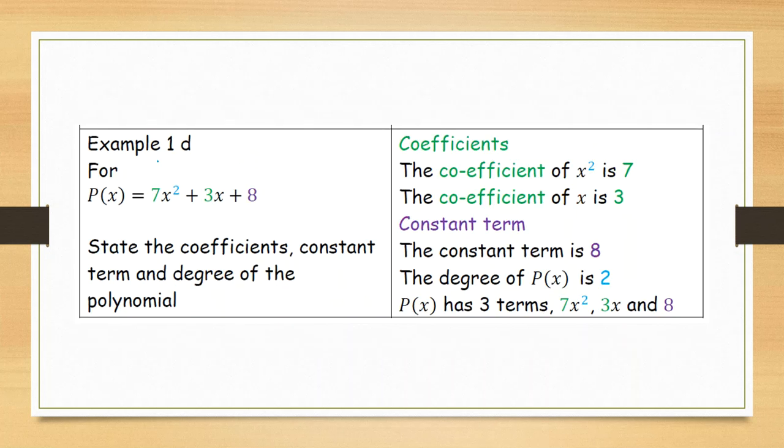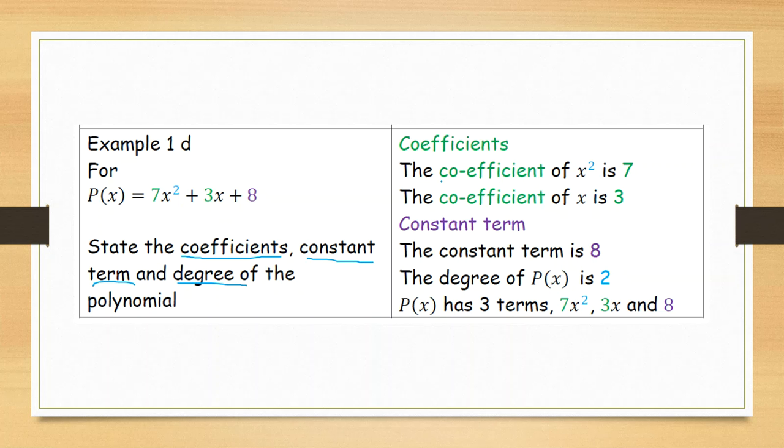Next example, 1d. So this means polynomial in x. So the variable that we're using is x. We've got 7x squared plus 3x plus 8. And I want you to state the coefficient of x squared and x. I want you to state the constant term and the degree of the polynomial.